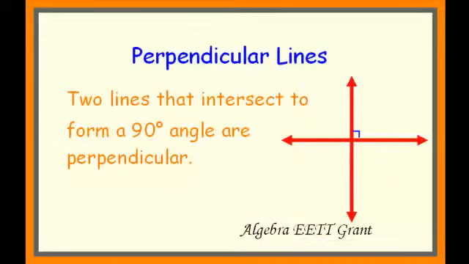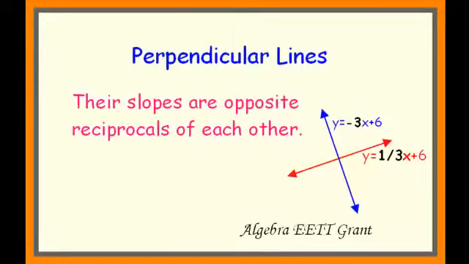Now let's talk a little bit about perpendicular lines. Two lines that intersect to form a 90-degree angle are perpendicular. Now, what does that tell us about their equations? Well, that means their slopes are opposite reciprocals of each other. Now, the thing about these is it really doesn't matter about their y-intercepts. They might be the same, they might be different. Only the slope matters. If the slope is opposite reciprocals, they are perpendicular lines.